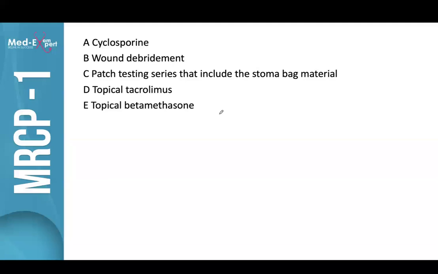Now, what is the next thing you will do for this patient? A, B, C, D, E. What are you going to do? You're going to give a steroid, tacrolimus, do patch testing, do wound debridement, or give cyclosporin. I know I'm going to get a wide variety of answers. You will not debride this lesion. Okay? Remember, you will not debride this lesion.